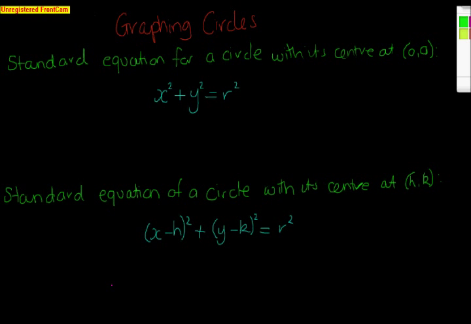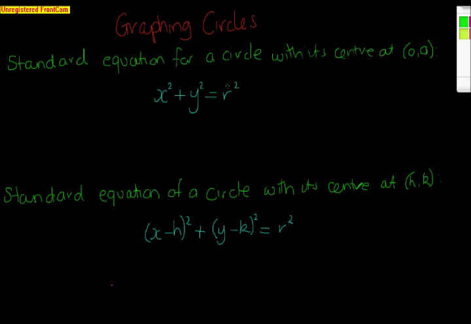Okay, so the next thing we're looking at is graphing circles. We've got two standard equations for circles. The first one is x squared plus y squared equals the radius squared. This standard graph has the center of the circle at the origin, at the coordinate point 0, 0.